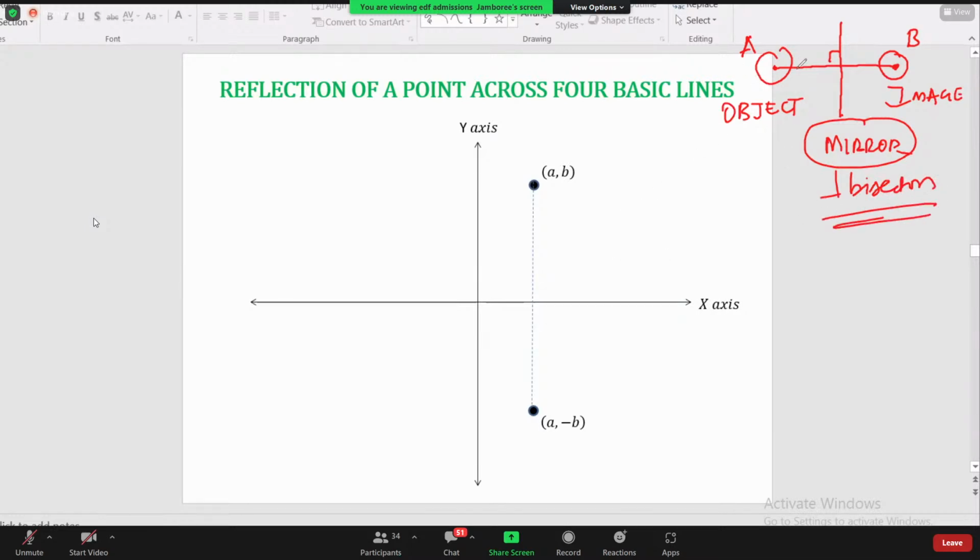The mirror will act as the perpendicular bisector of the line segment AB because it will divide the complete line segment AB into two equal halves. And it is quite obvious that the distance between the object and the mirror is going to be the same as the distance between the image formed and the mirror. So this mirror will be bang in between the line segment AB, so it will basically be called the midway. So you can simply say that this mirror will act as the perpendicular bisector of the line segment AB.